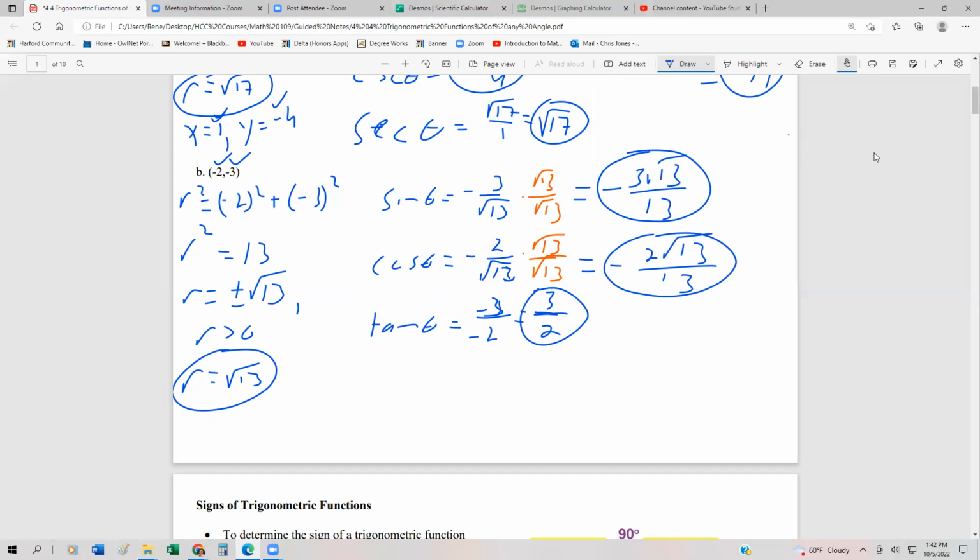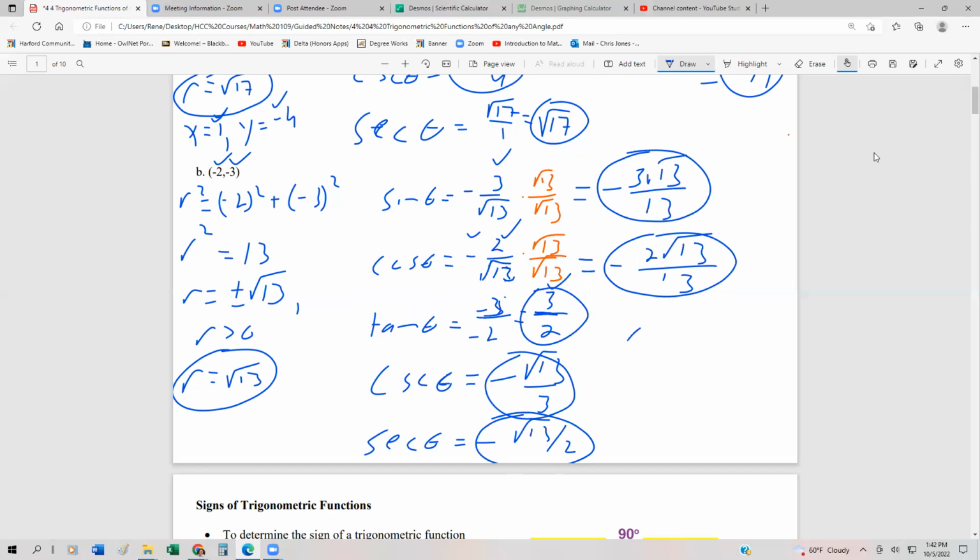At this point, we just take the reciprocals of the original functions. For the cosecant of theta, that's the reciprocal of sine, which is going to be negative root 13 over 3. So that's easy. The secant function is going to be the reciprocal of the cosine. That's going to be negative root 13 over 2. And then finally, for the cotangent function, that's going to be the reciprocal of tangent, which is 2 over 3.